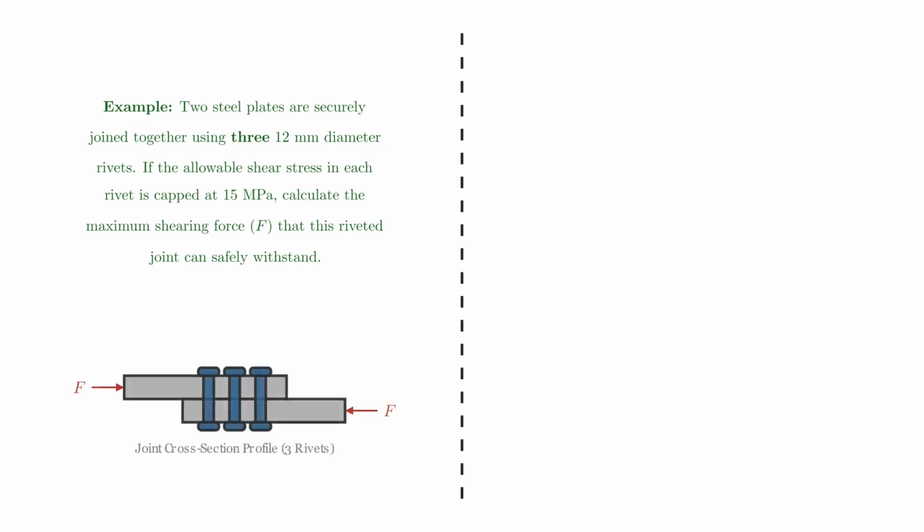Looking at the cross-section profile, you can see how an applied tension force F will try to slide the plates past each other, creating a shearing action across the rivets. We're going to calculate the maximum shearing force the riveted joint can safely handle.